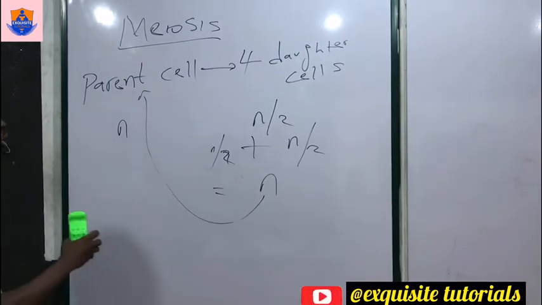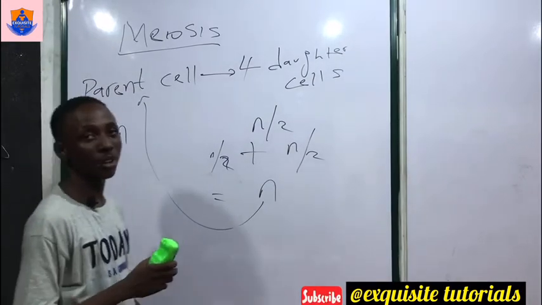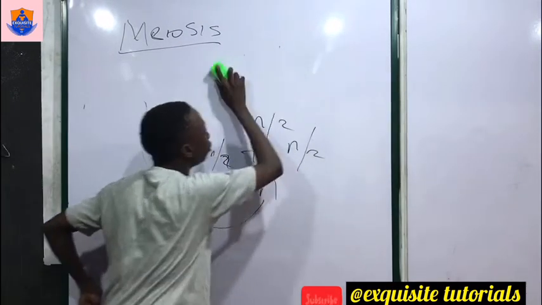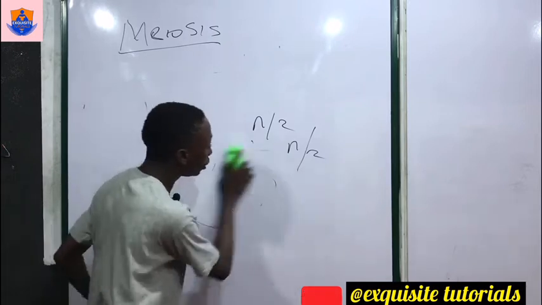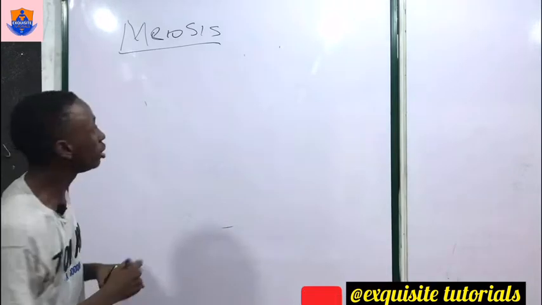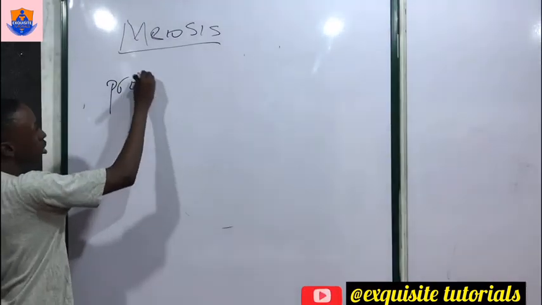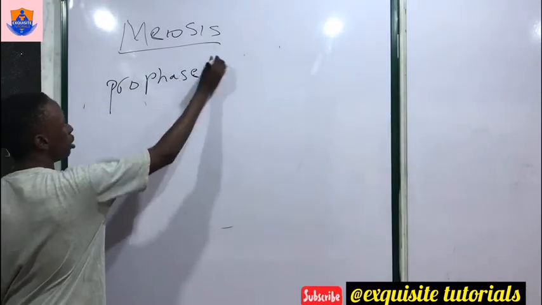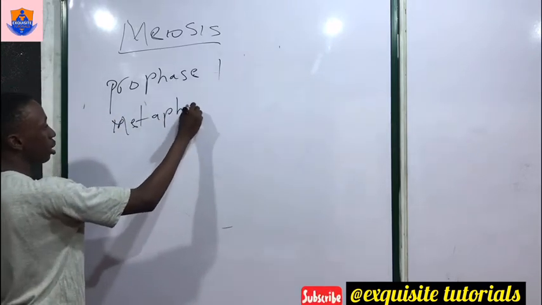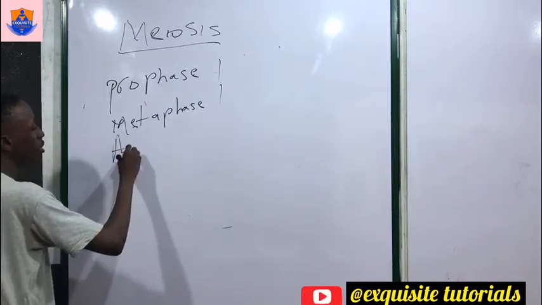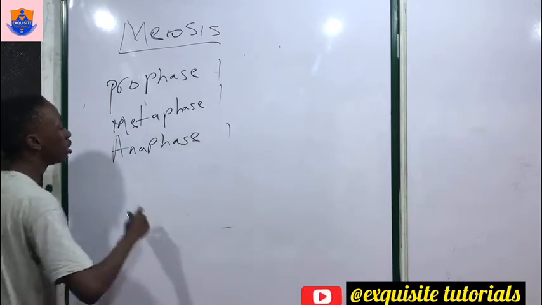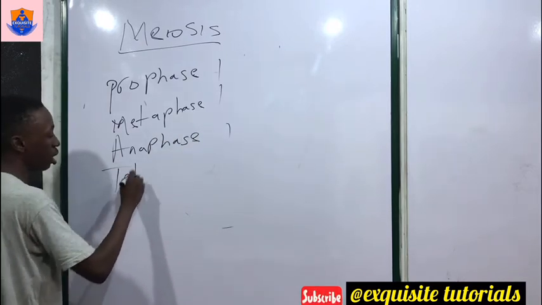Now, meiosis as a complex process can be divided into different stages. Of course, it can also be divided into prophase, metaphase, anaphase and telophase, but we'll be looking at them in different stages. Meiosis can be divided into prophase 1, metaphase 1, anaphase 1, telophase 1.